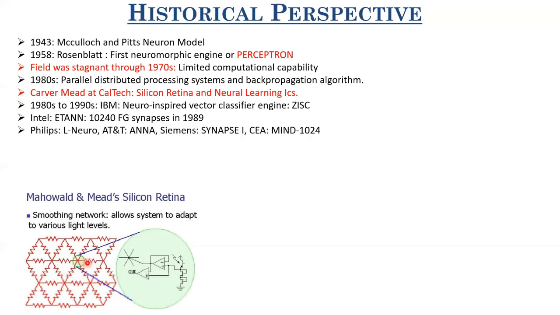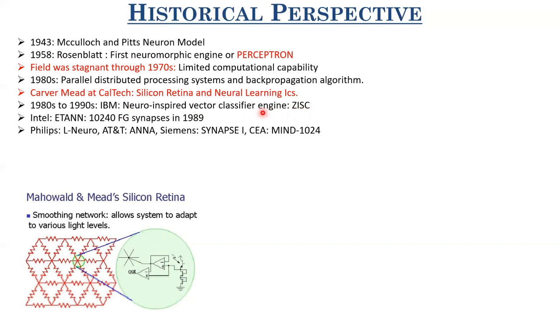So what happened during the 1980s to 1990s is that IBM and all the companies were very active in this field. IBM came up with a neuro-inspired vector classifier engine. I guess you must be aware of support vector machines. In 1985 or 86, IBM came up with this engine, which is called the Zero Instruction Set Computer, or ZISC. So why is it called zero instruction set computer?